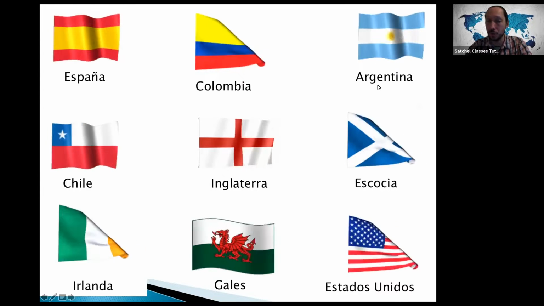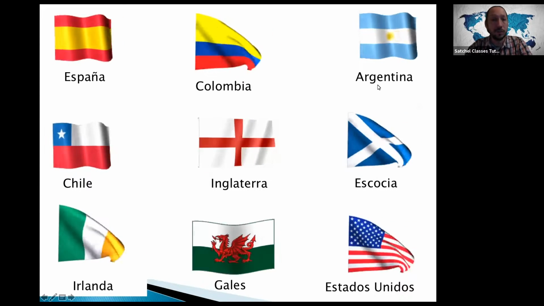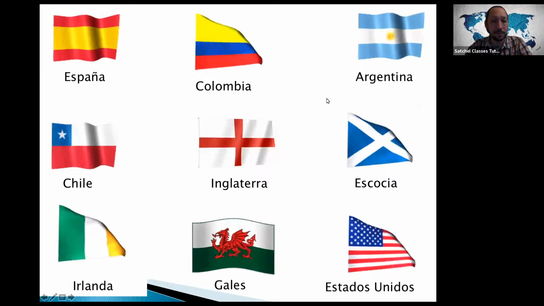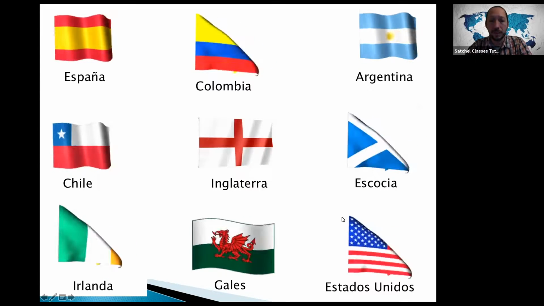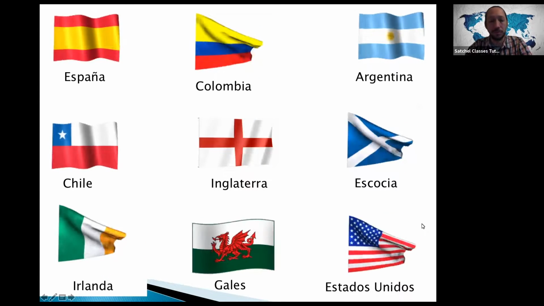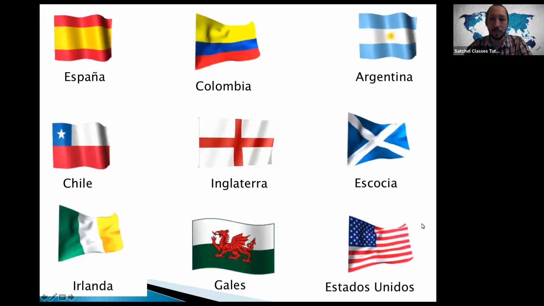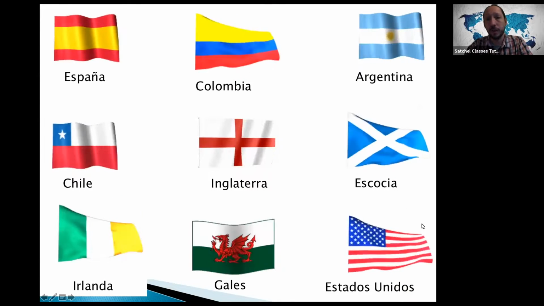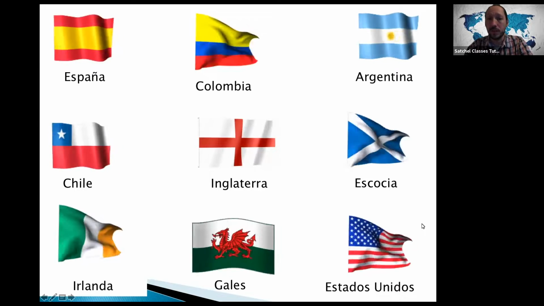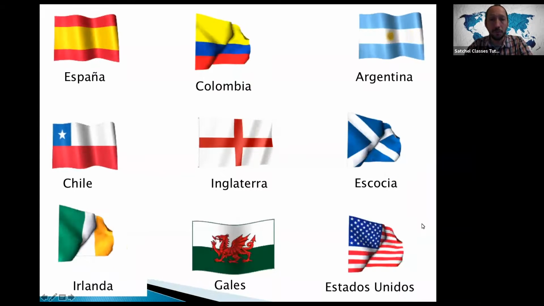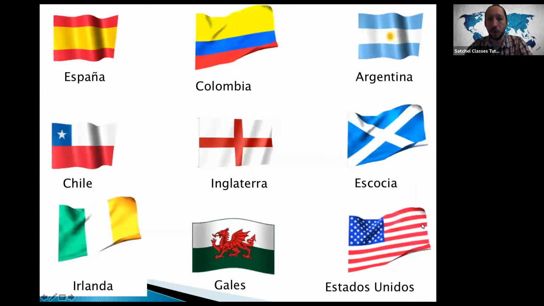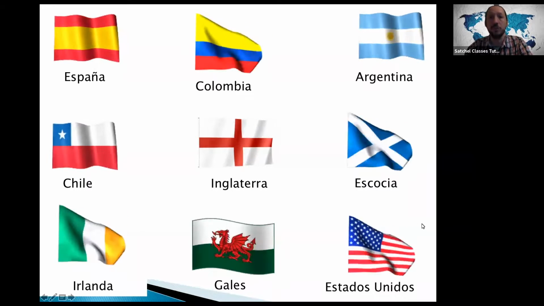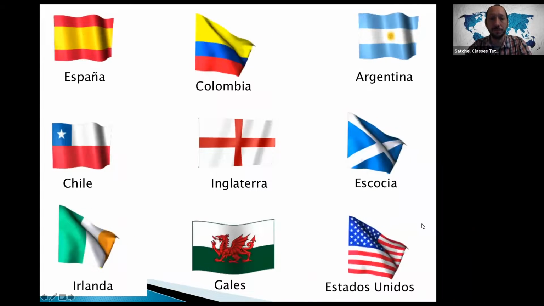A couple of things before we continue is that remember that G to us is not G unless we have a U after it. So in this case, it's going to sound Argentina. And also, see this country at the bottom right is United States. We don't say America, we say Estados Unidos, because to us, America is the whole continent that includes the United States as a country.